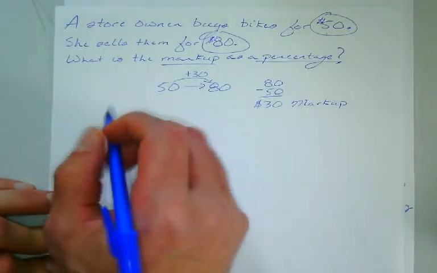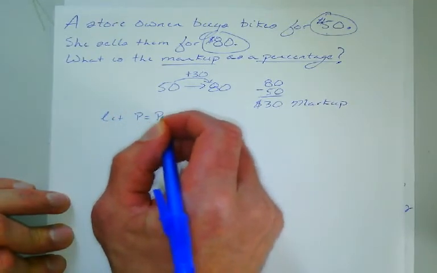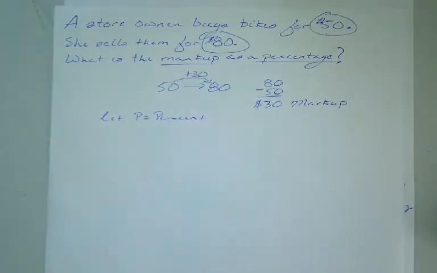All right, so let's do a let statement. Let P equal percent. And let's use a percent proportion because that's what we're most comfortable with. Pepto works great for this one as well. So part over whole equals percent over 100.